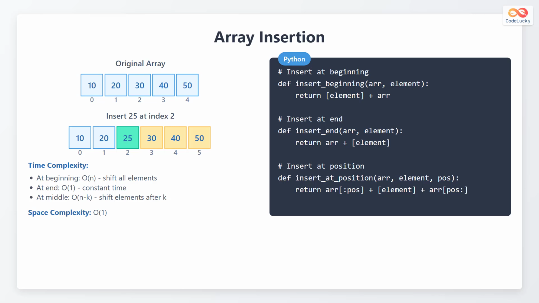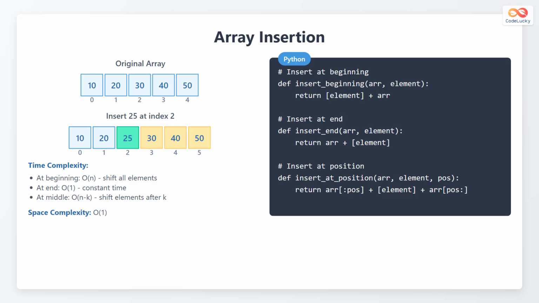In Python, to insert at the beginning, we can define a function insert_beginning(array, element): return [element] + array. To insert at the end, we can define a function insert_end(array, element): return array + [element]. To insert at a specific position, we can define a function insert_at_position(array, element, position): return array[:position] + [element] + array[position:].